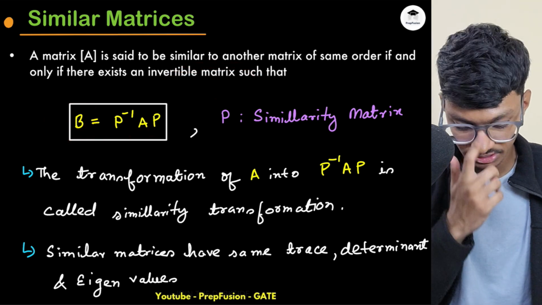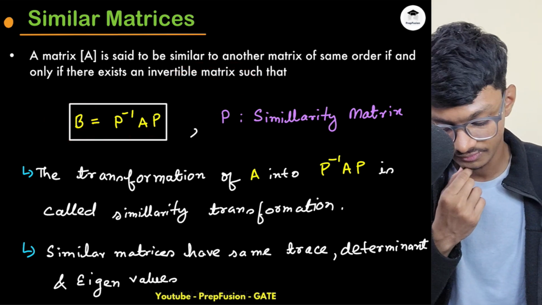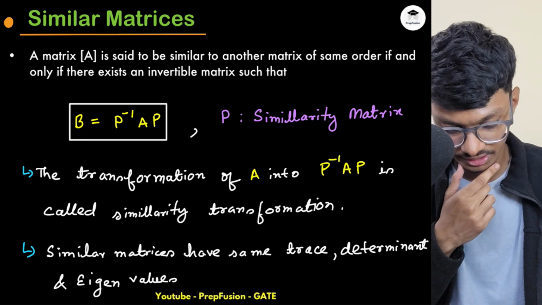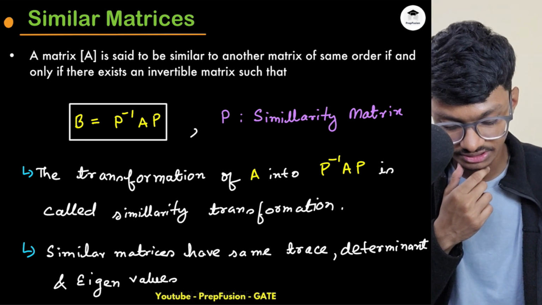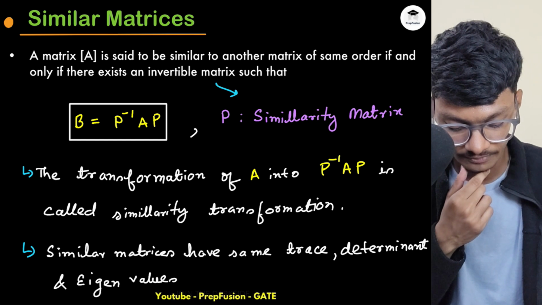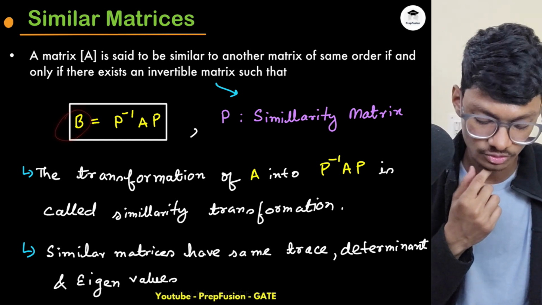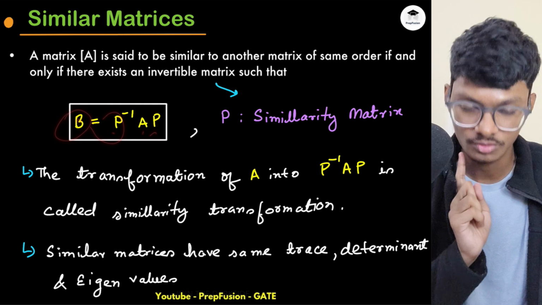So what is the invertible matrix? It is the similarity matrix. If there exists a matrix P such that A and B are related like B equals P inverse AP.